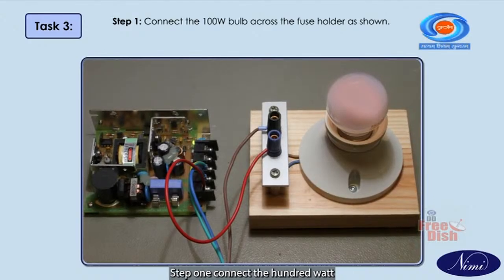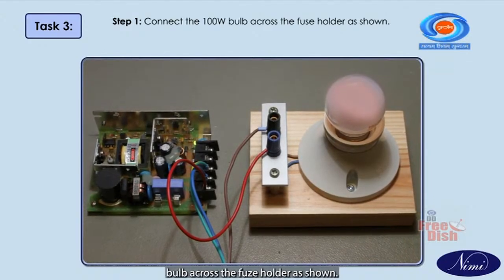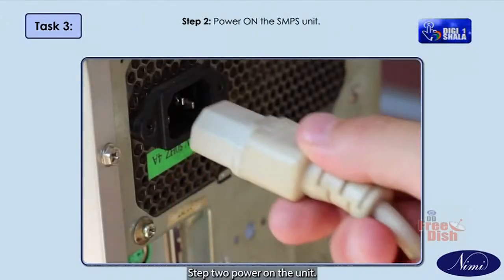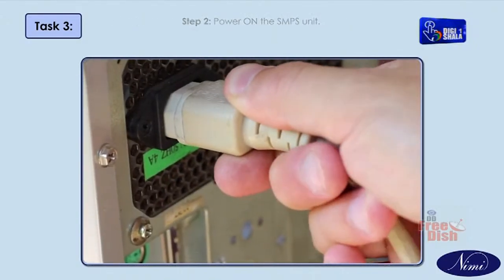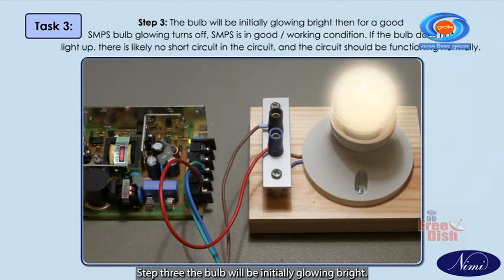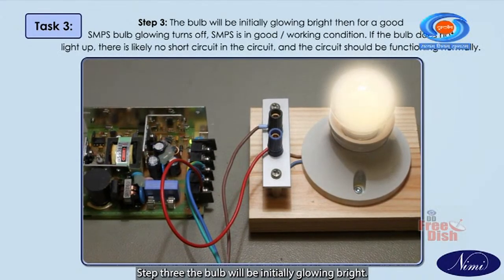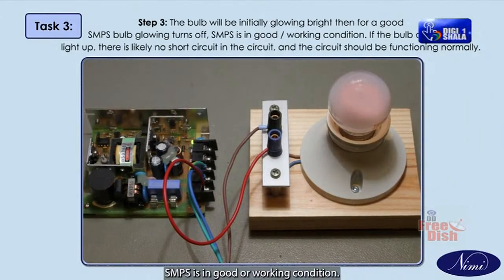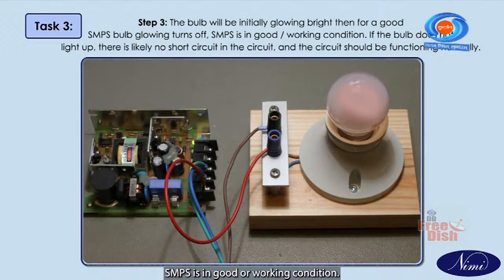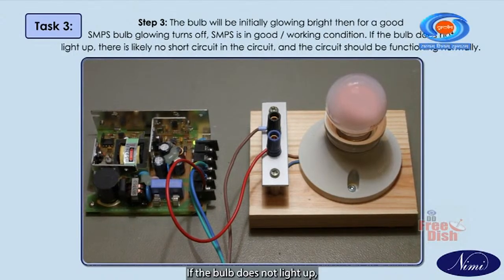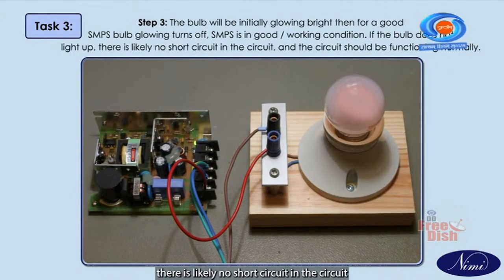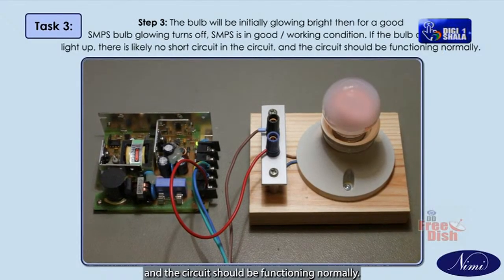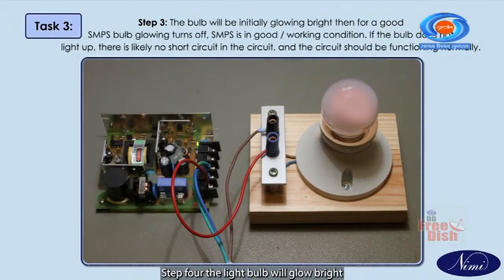Task 3. Identification of the short circuit fault using a bulb. Step 1. Connect the 100 watt bulb across the fuse holder as shown. Step 2. Power on the SMPS unit. Step 3. The bulb will initially glow bright. Then for a good SMPS, the bulb glow turns off. The SMPS is in good or working condition. If the bulb does not light up, there is likely no short circuit and the circuit should be functioning normally.